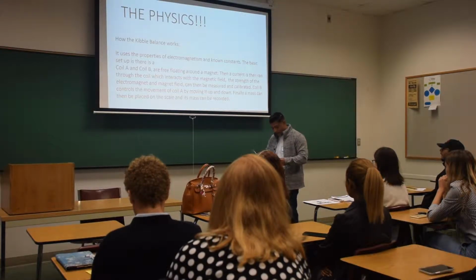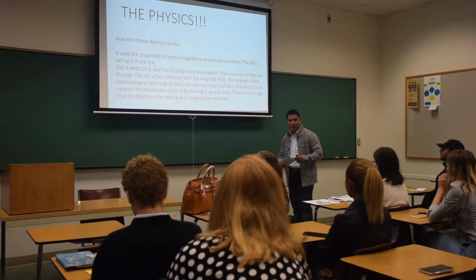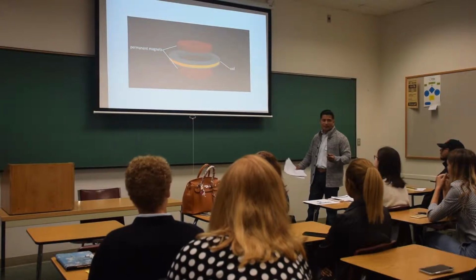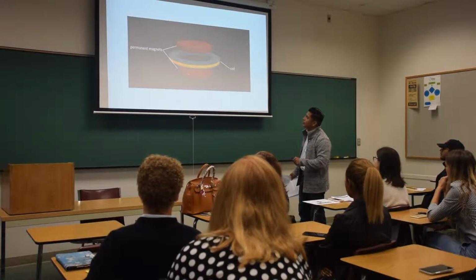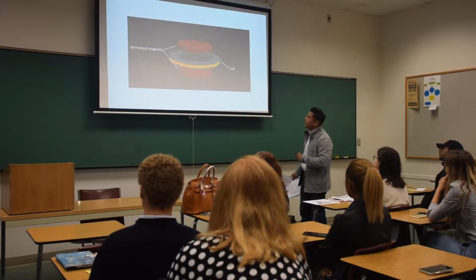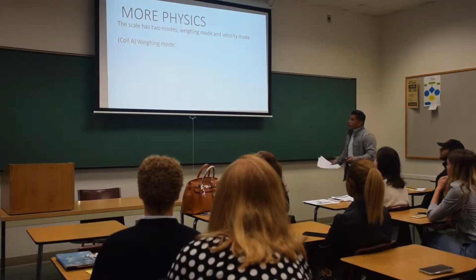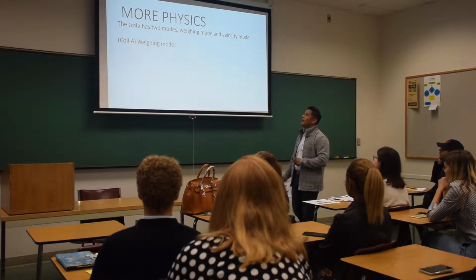This strength can then be calibrated and a mass applied to coil A. So I know that's just kind of talk, but here what you have is these two magnets are stationary, and you have this coil that can move up and down. So with a scale, you have two modes. You have a weighing mode and a velocity mode.